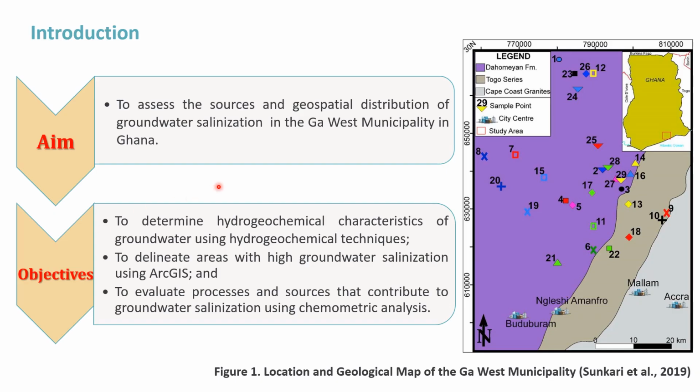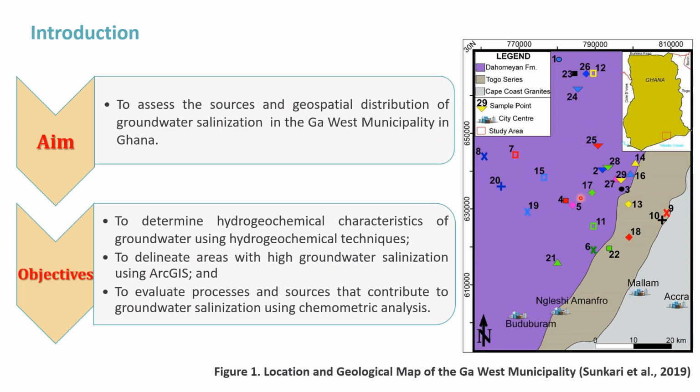Now, groundwater salinization is becoming a major threat to water quality globally, especially in coastal belts. For example, in the Ghana West municipality in Ghana, which is the focus of this study, the sea in the area is actually intruding into the groundwater and it is polluting the water. But little is known about this phenomenon.